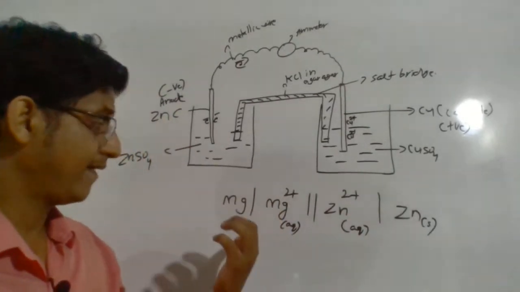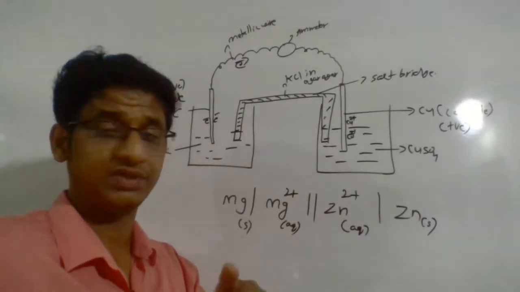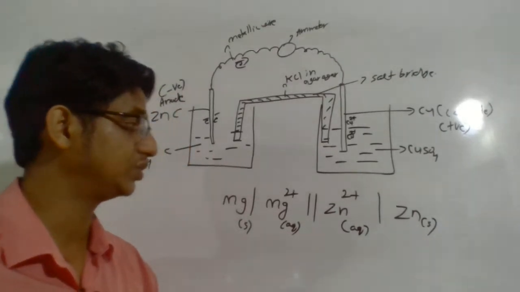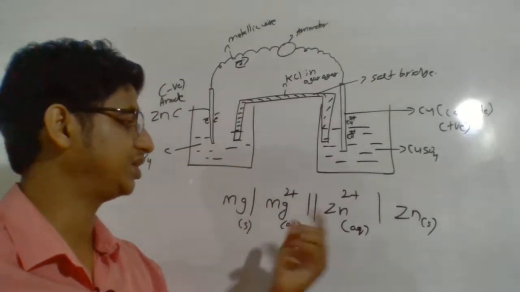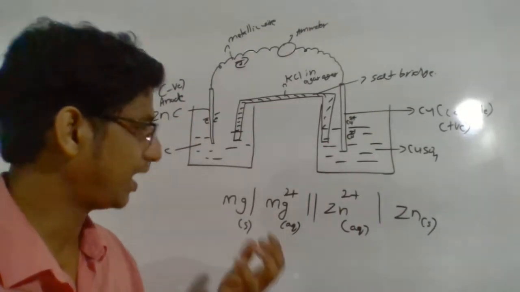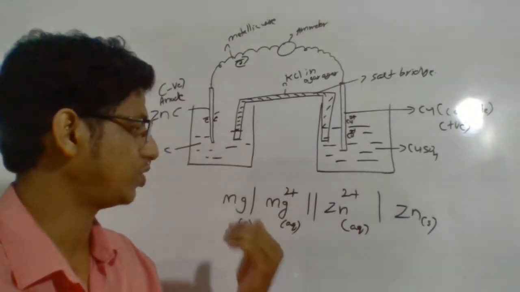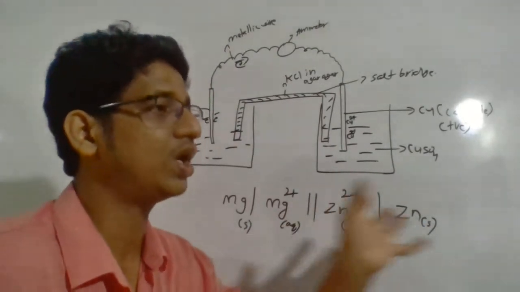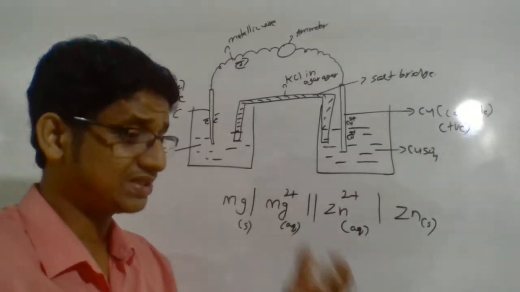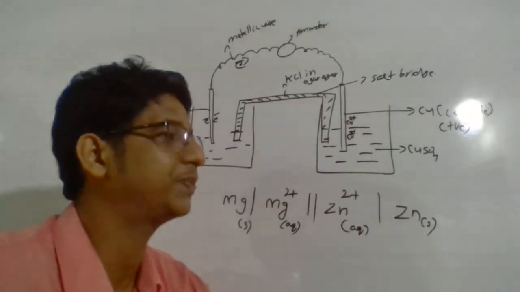So here magnesium is acting as anode, where zinc is acting as cathode, which means oxidation occurs at the anode and reduction occurs at cathode. So with respect to magnesium, zinc has less tendency to undergo oxidation. Hence, zinc undergoes reduction and magnesium undergoes oxidation when these two half cells are connected. So that's the way student has to understand. This is depending on the relative tendency of a particular electrode with respect to other.